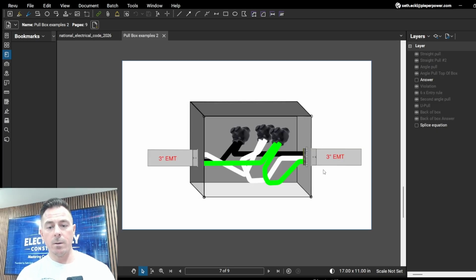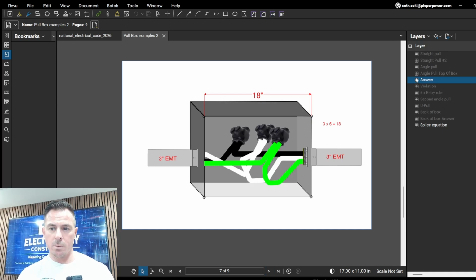So what we have here is a 3-inch raceway and we have 3 cables going through it. We know that that doesn't matter. All that matters is the size of the raceway. So the equation would be 3 times 6 equals 18. So the answer here is 18 inches. All right.